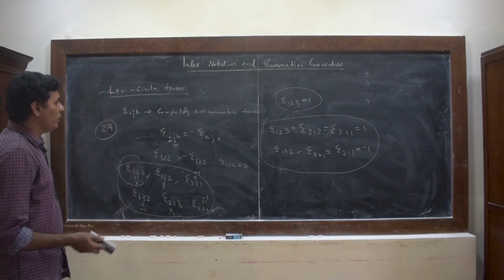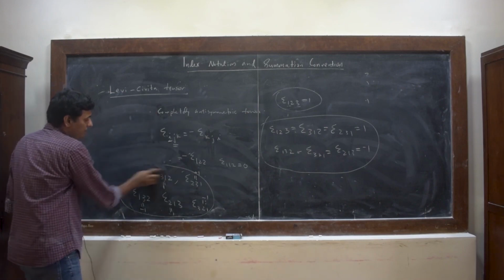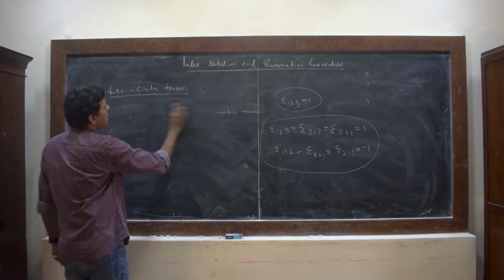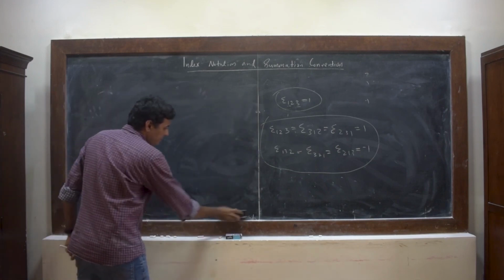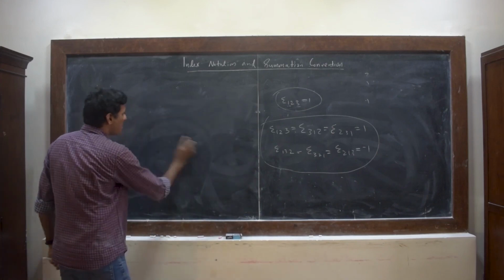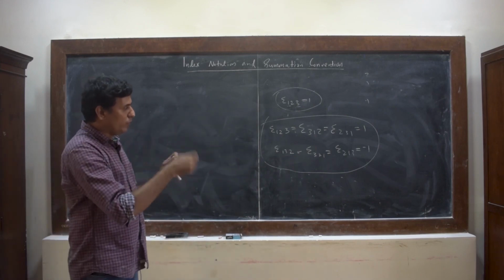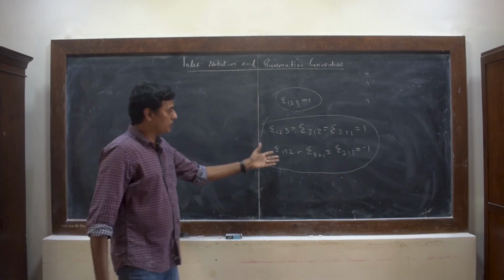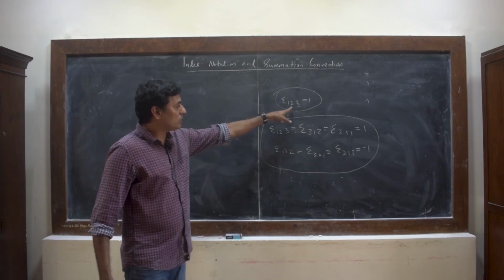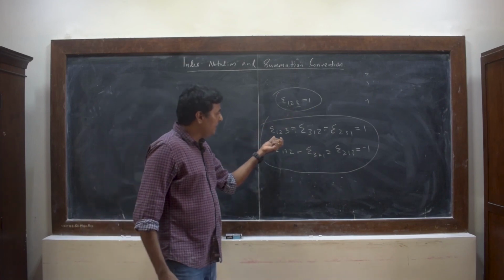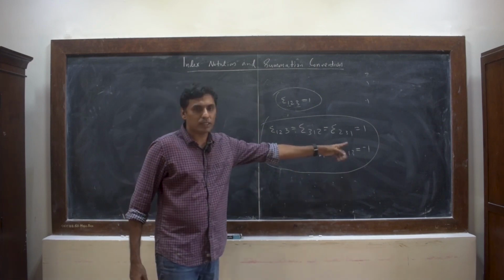Now let me see what I can do with this. From here it is evident that in this context, epsilon ijk, if epsilon 123 is 1 and you perform an even number of permutations, you will get plus 1, and if you perform an odd number of permutations, you will get minus 1.